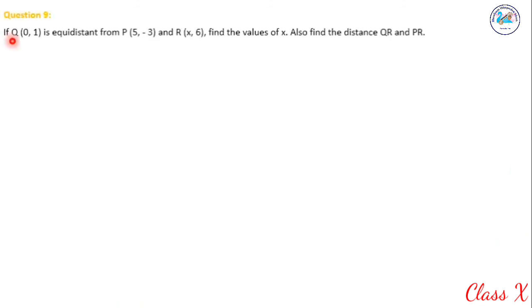Now move on to question number 9. That is, if Q(0, 1) is equidistant from P(5, minus 3) and R(x, 6), find the values of x. Also find the distance QR and PR. So please try this at home as homework.